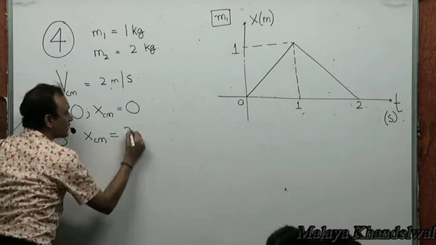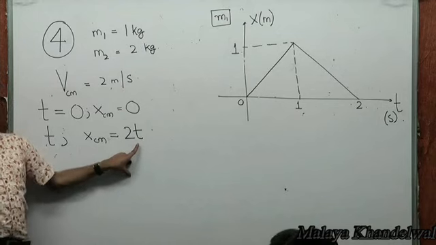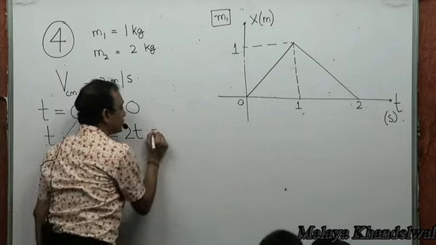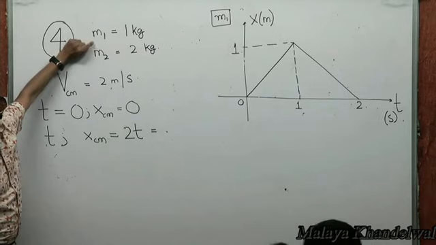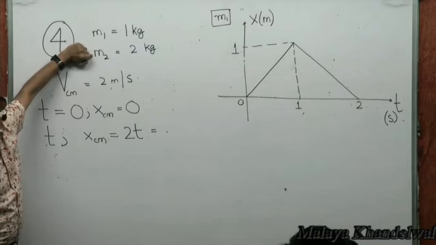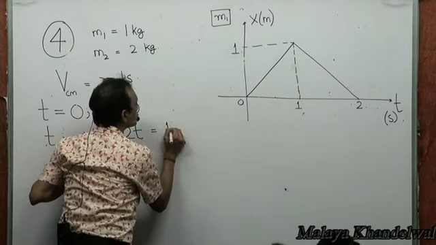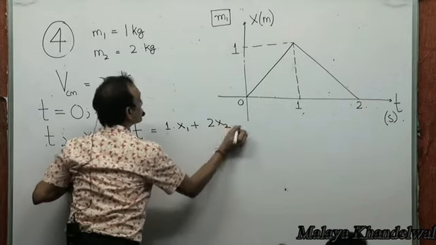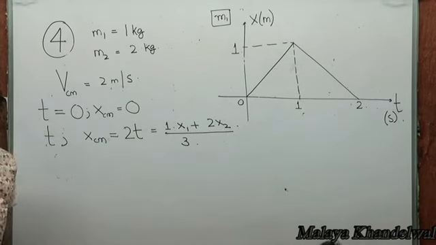That means in t seconds it would have traversed 2t meters, yes or no? That's the x coordinate of the center of mass, t seconds later. 2t, right? And that must be equal to (m1 x1 plus m2 x2) by (m1 plus m2), where x1 is the x coordinate of m1 at that instant, x2 is the x coordinate of m2 at that instant, yes or no? So 1 into x1 plus 2 into x2 by m1 plus m2, which is 3, yes or no?